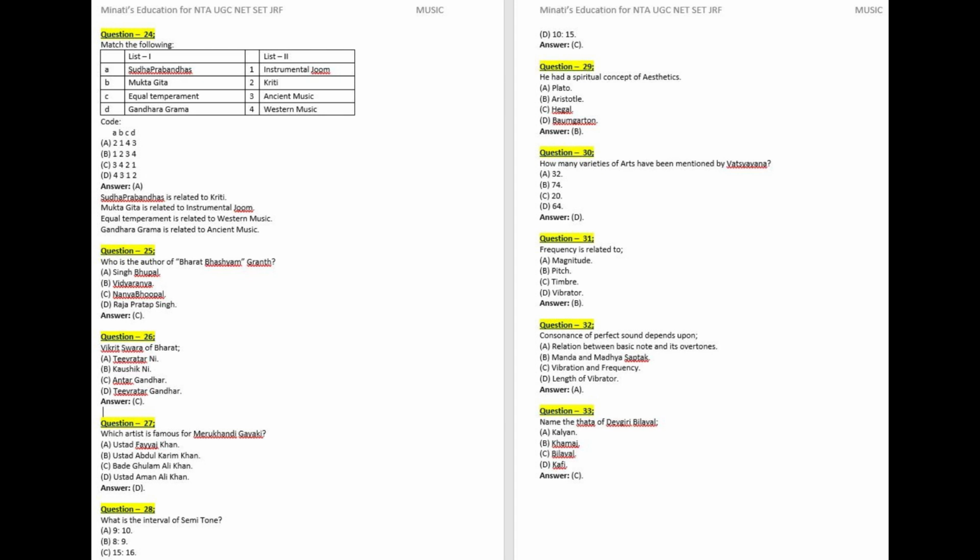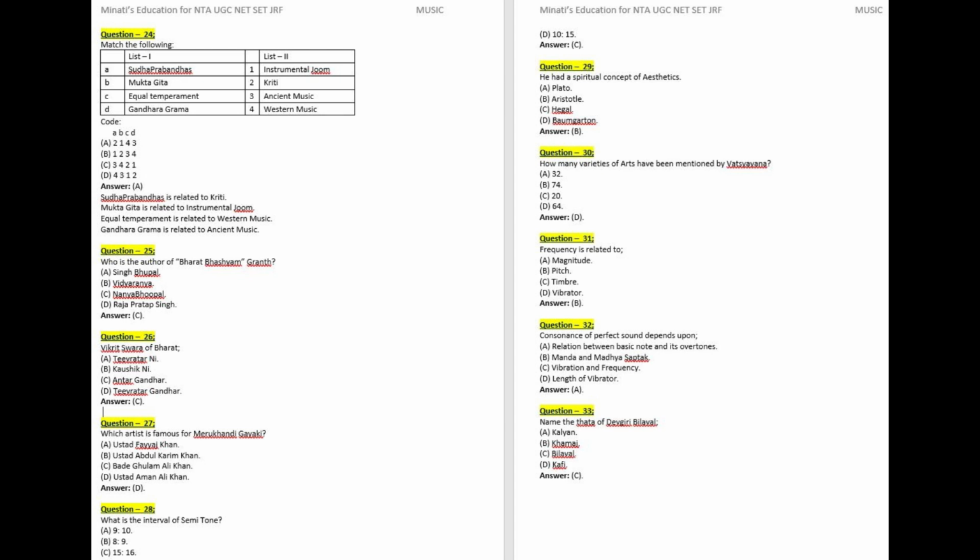Question 24. Answer. Asudha Prabandhas is related to Kriti. Mukta Gita is related to instrumental Jati. Equal Temperament is related to Western music. Gandhara Grama is related to ancient music.